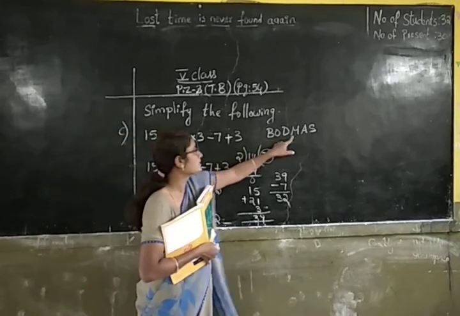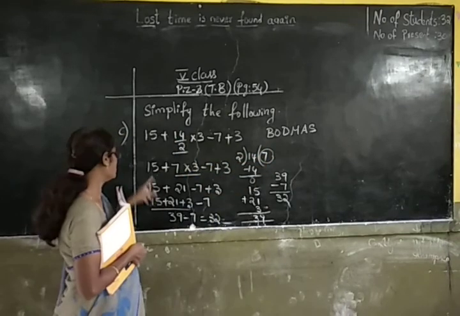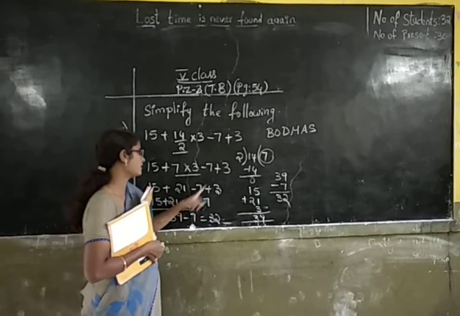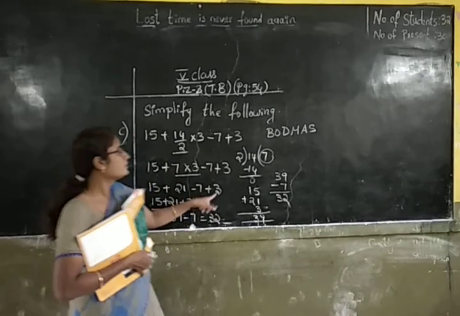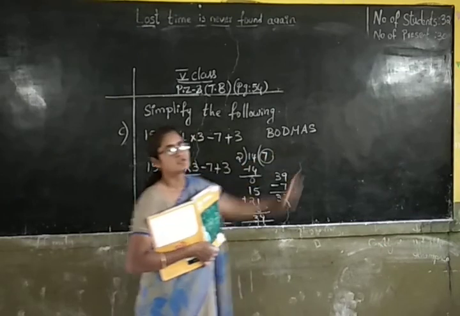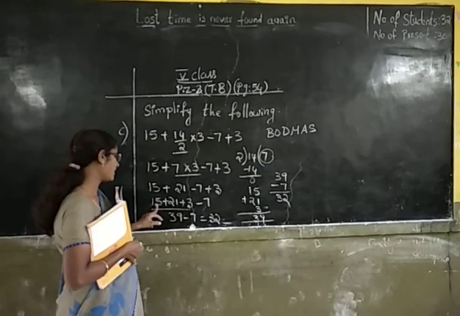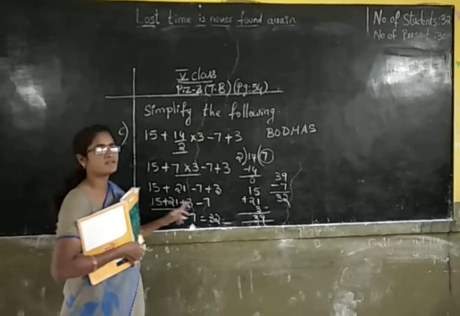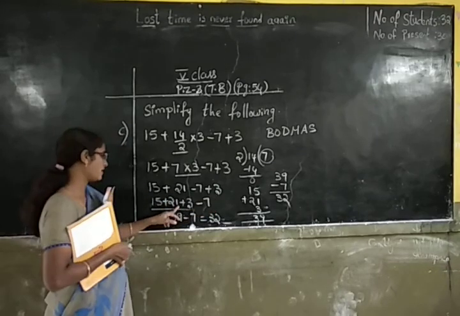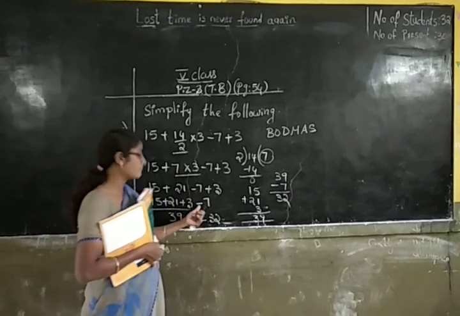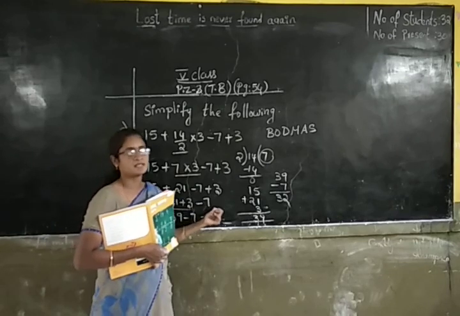After division I have to do multiplication. So 15 plus 7 3s are 21, minus 7 plus 3. After multiplication we have to add. So for that I have rearranged the numbers with addition symbol. So 15 is having addition symbol, 21 is having addition symbol and 3 is having addition symbol. So I have written these numbers in a line. Afterwards I have written minus 7.